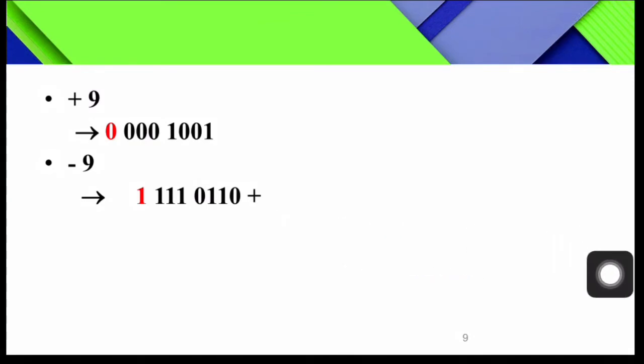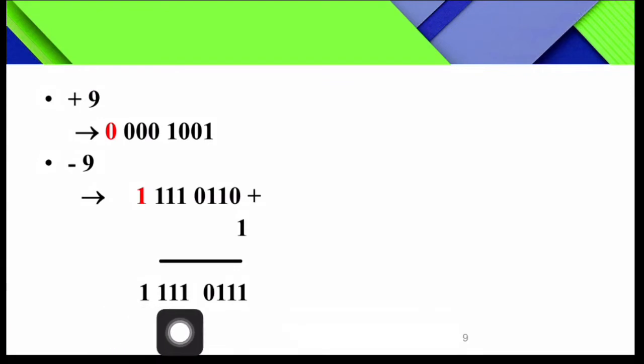Then we add plus 1 to this 1's complement. This addition is to be performed based on the basic laws of binary addition. So we get the 2's complement of minus 9 as 1, 1, 1, 1, 0, 1, 1, 1. The MSB represents the sign bit and the remaining 7 bits are the 2's complement of the binary representation of 9. Hope you got a clear picture of 2's complement representation.